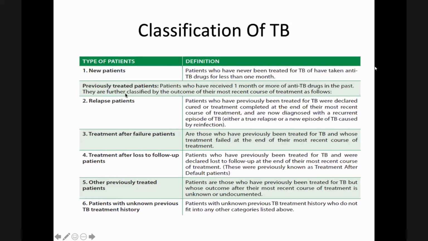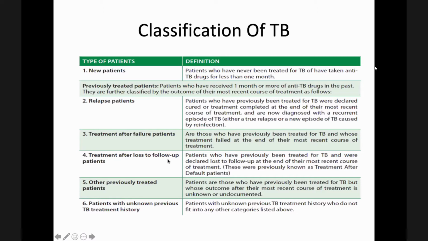This definition is important for TB treatment, because we have to take different regimens accordingly. Relapsed patients are those who have previously been treated for tuberculosis, were declared cured or treatment completed at the end of their most recent course of treatment, and are now diagnosed with a recurrent episode of TB. That is mainly a relapse. And what is treatment after failure? Treatment failure patients are those who have previously been treated for tuberculosis and whose treatment failed at the end of their most recent course of treatment.